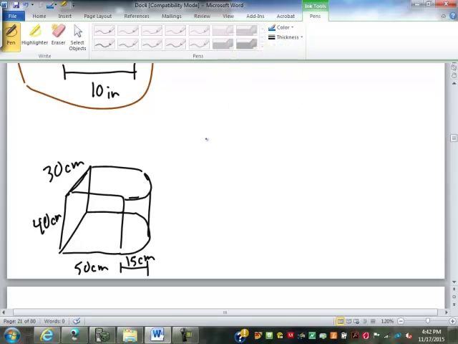To find that volume, I first find the area of the base. Now the base of this, it can be the top or the bottom. It's that rectangle and the half circle, right? So the rectangle is 30 centimeters by 50 centimeters, correct? So that's 1,500 centimeters squared.